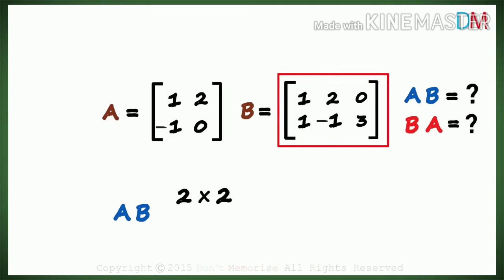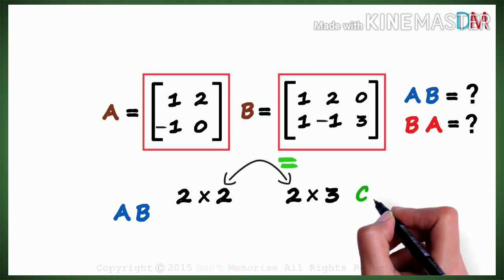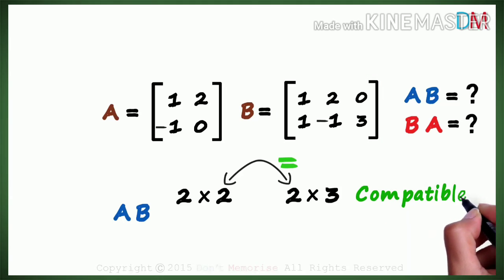And what's the order of the second one? 2 rows and 3 columns, 2 by 3. The second and the third numbers are equal. It means that the number of columns of the first matrix is equal to the number of rows in the second. This tells us that the two matrices are compatible for multiplication.